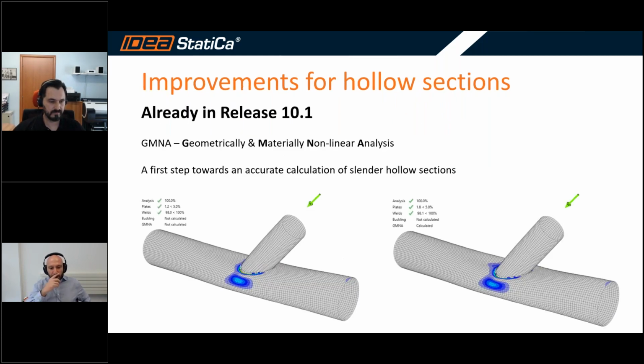Now, before we proceed to the new features, let me quickly go through the features that we have already introduced in the previous version. In the 10.1 release, we have already introduced geometrically and materially nonlinear analysis. This adoption was a first step towards a more accurate calculation of slender hollow sections. And we will see later on how we further improve this.